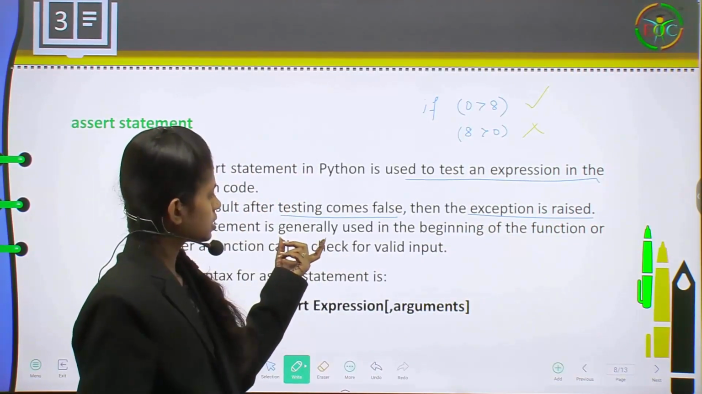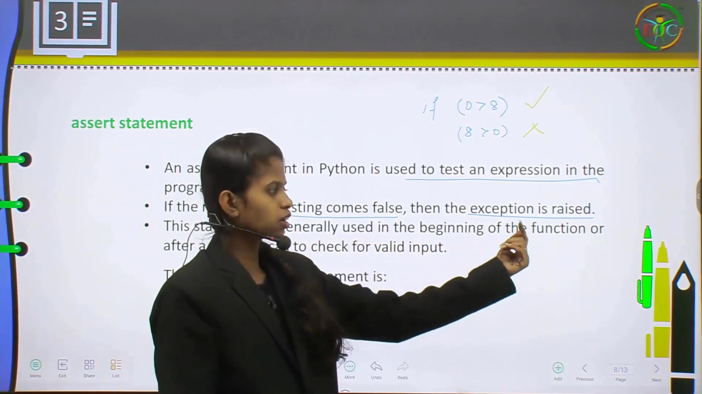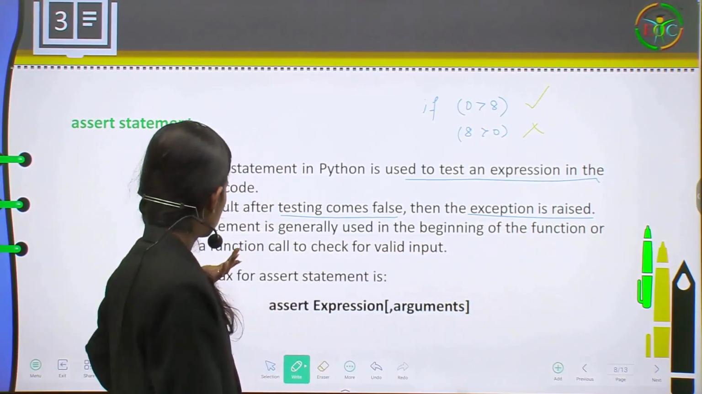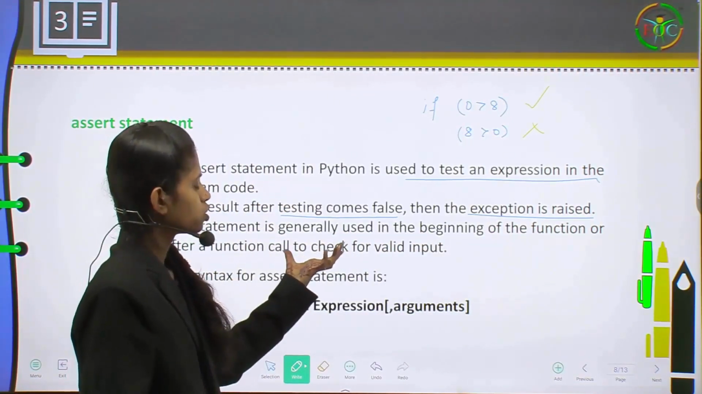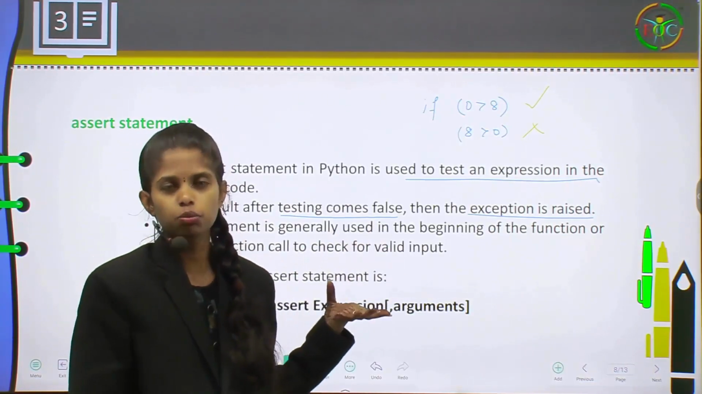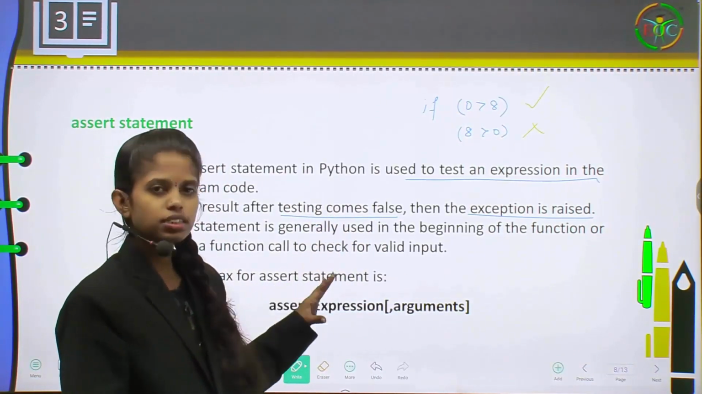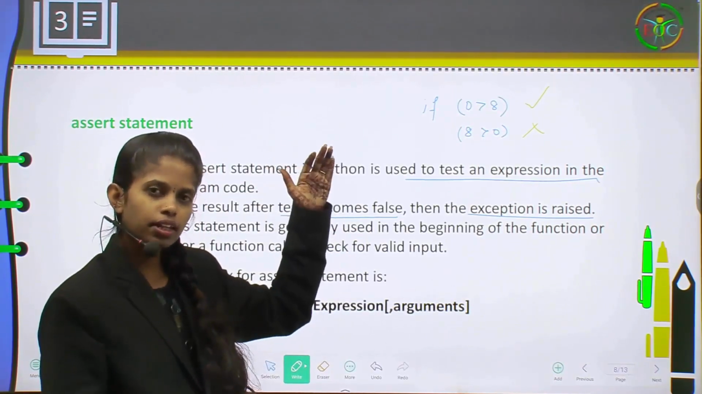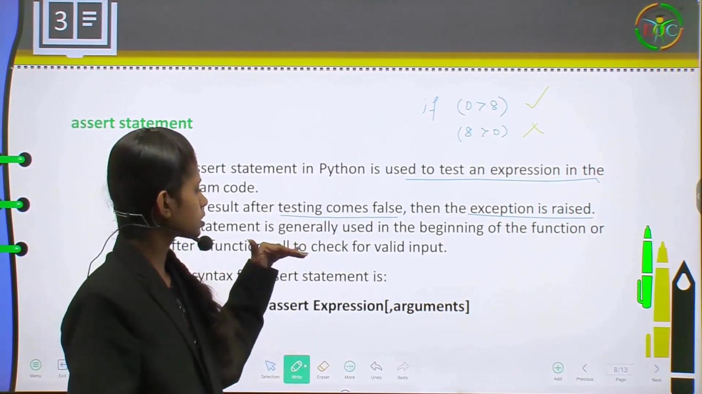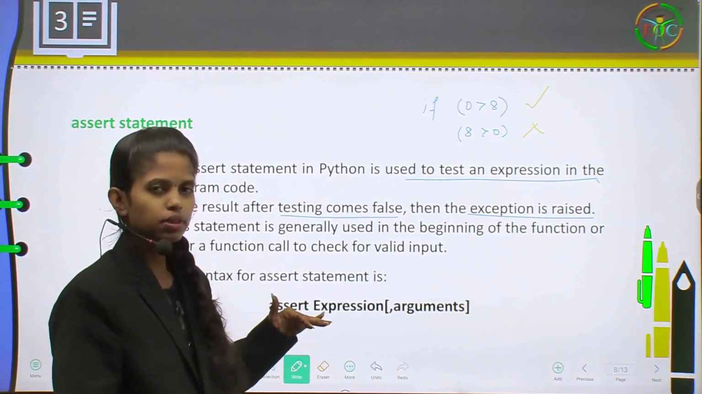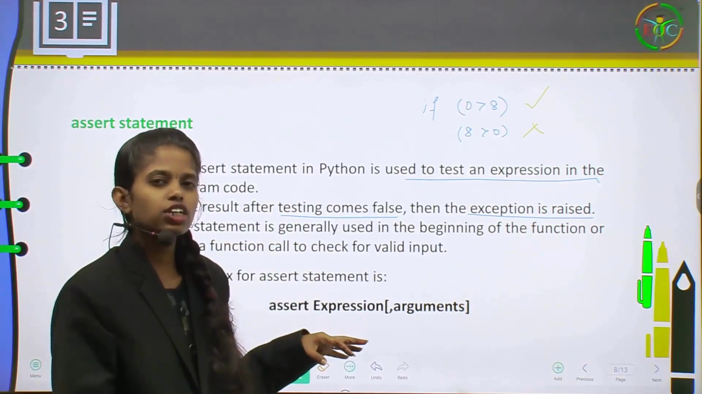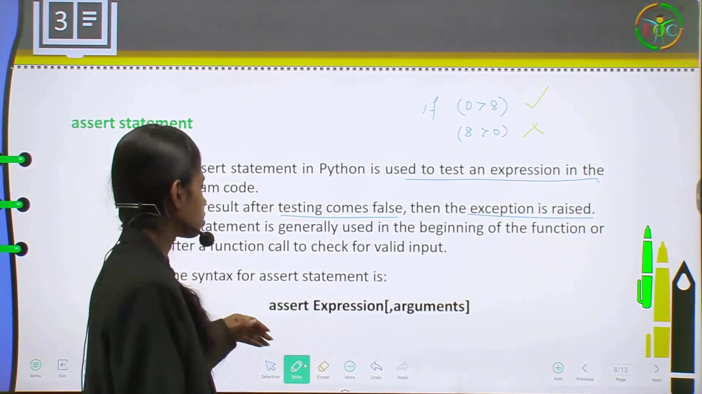This statement is generally used in the beginning of the function or after a function call to check for valid input. In which part of a program will you have assert statements used? Either in the beginning or in the call statement. After the call statements, it will be checked whether you have a proper input or not.